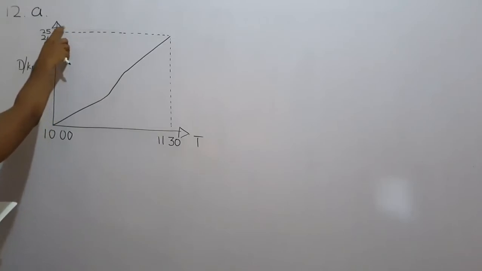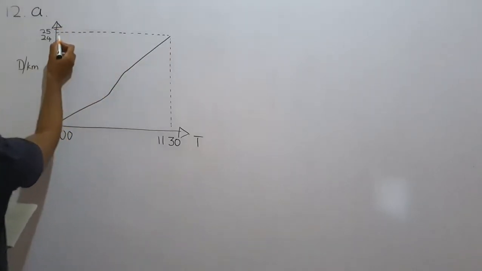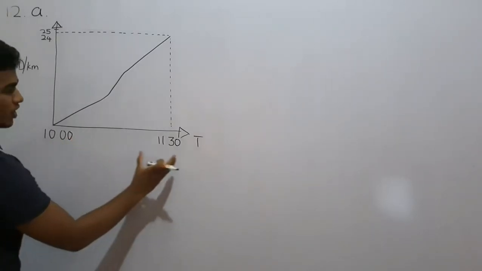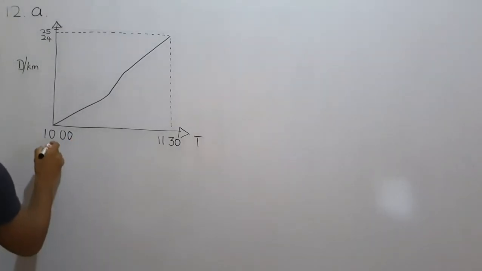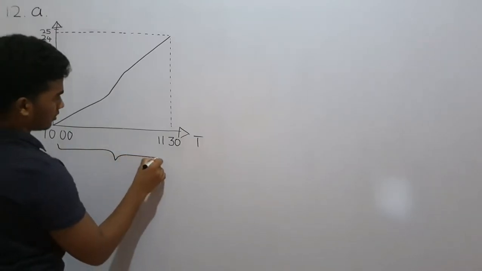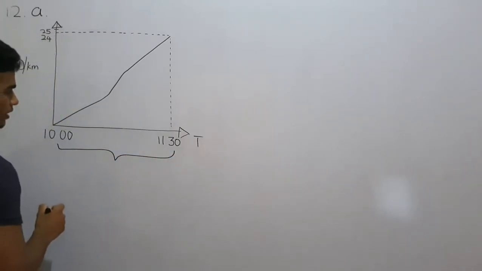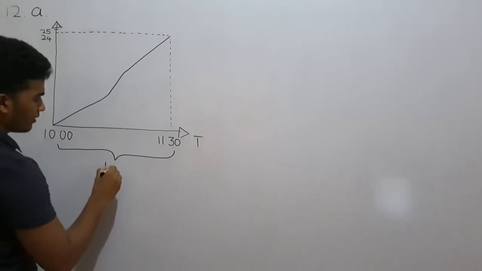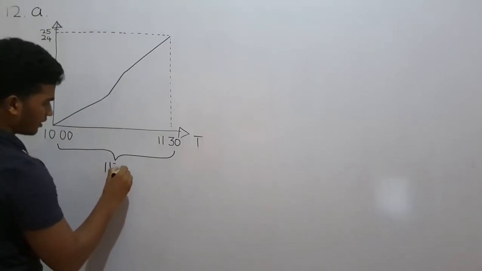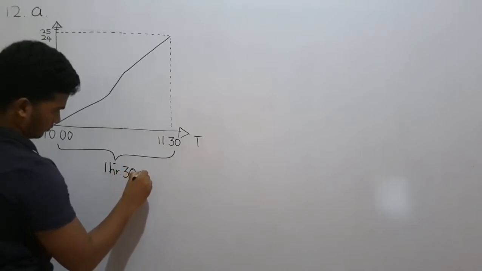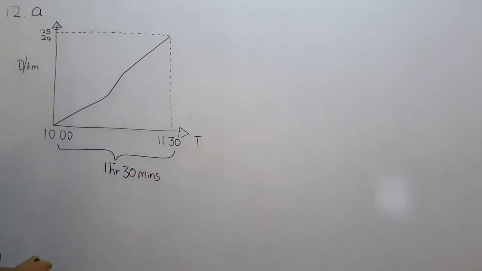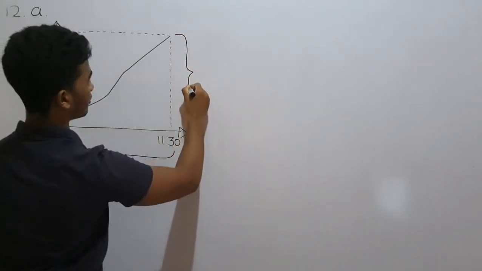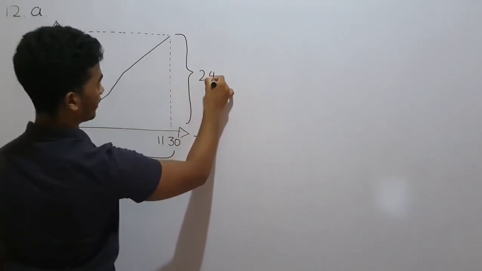The reading is given till 25, but the graph ends at 24 kilometers and the time is from 10 to 11:30. So from 10 to 11:30, what is the time difference? The time difference is 1 hour and 30 minutes. So that difference is 24 kilometers.